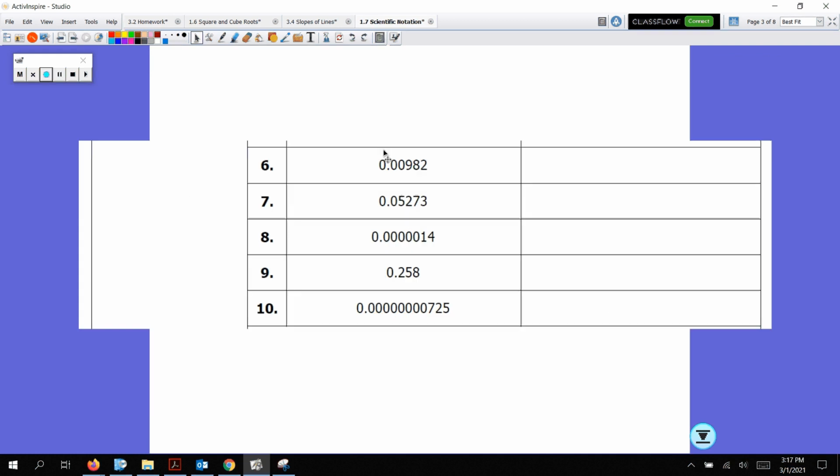All right, so now we're looking at really small numbers. Remember, if we move the decimal to the right, it's going to be a negative exponent. All right, the decimals are all very present here. You can see them. Here is the decimal right there.